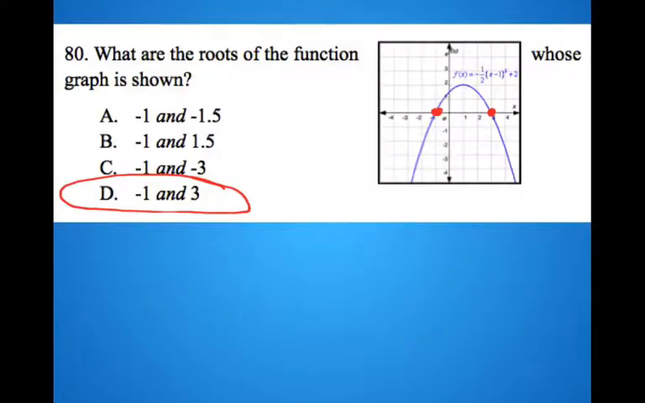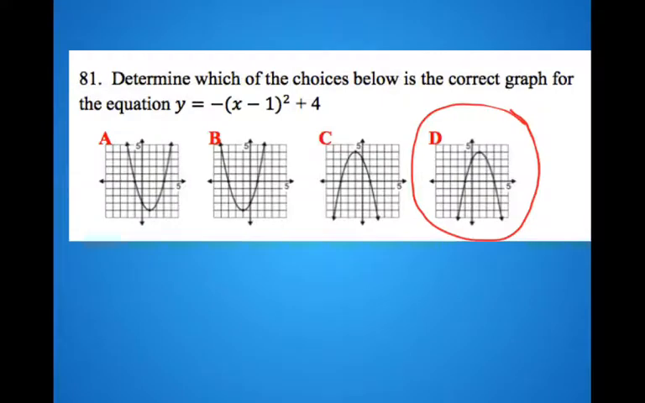The roots are wherever it crosses the x-axis, so it crosses right there at negative 1 and 3. The correct choice for this, you'd have to look and see. The transformation is to the right 1 unit, and then it's up 4 units.